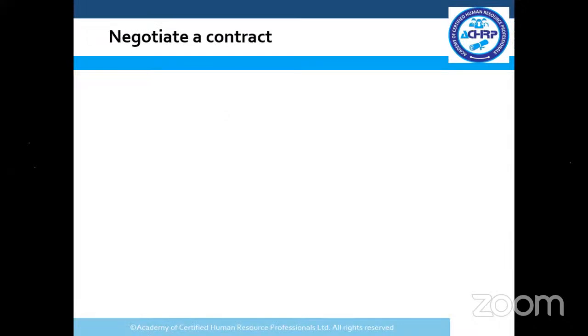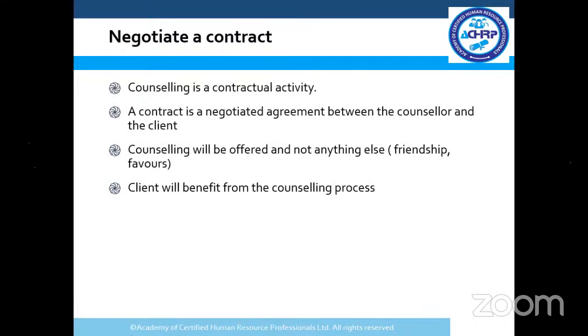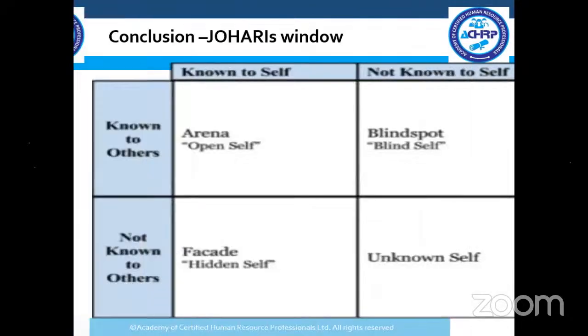And under that exploration stage, this is when you negotiate a contract. This is now when counseling, you come up with that contractual activity, you come up with that agreement, and you talk about it when you are in that session. Nothing else is offered here, no favors, no friendships. It's about counseling, so that you don't enter into another relationship which is not a beneficial relationship to the client.